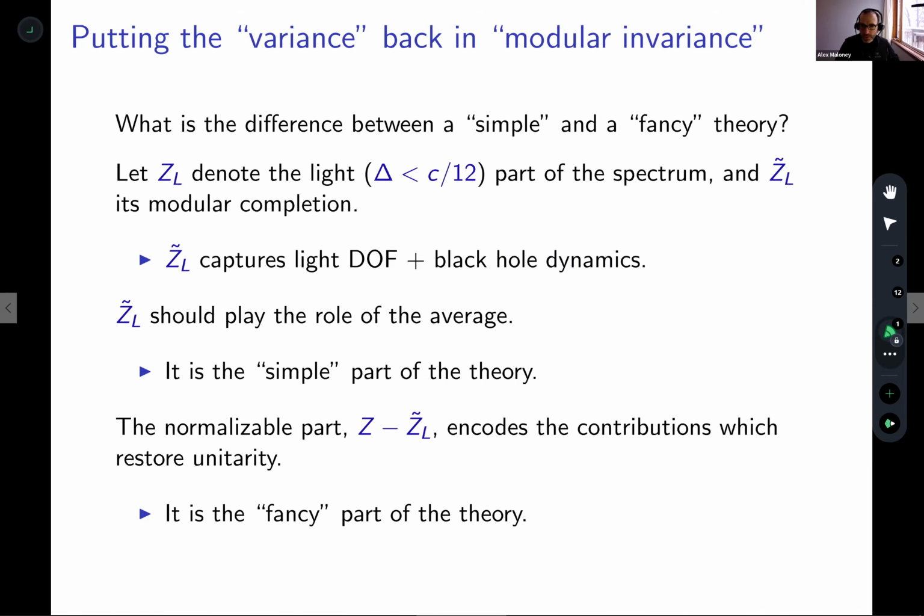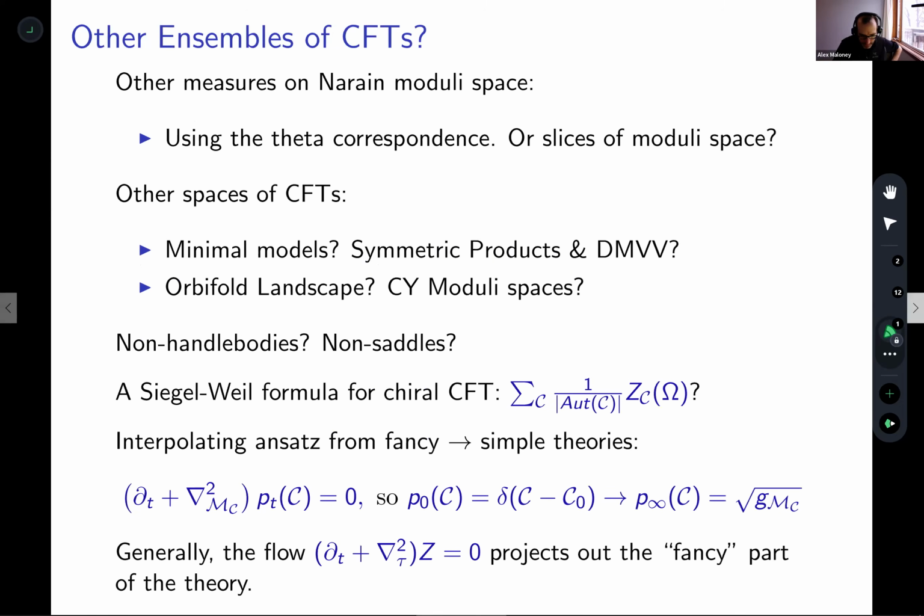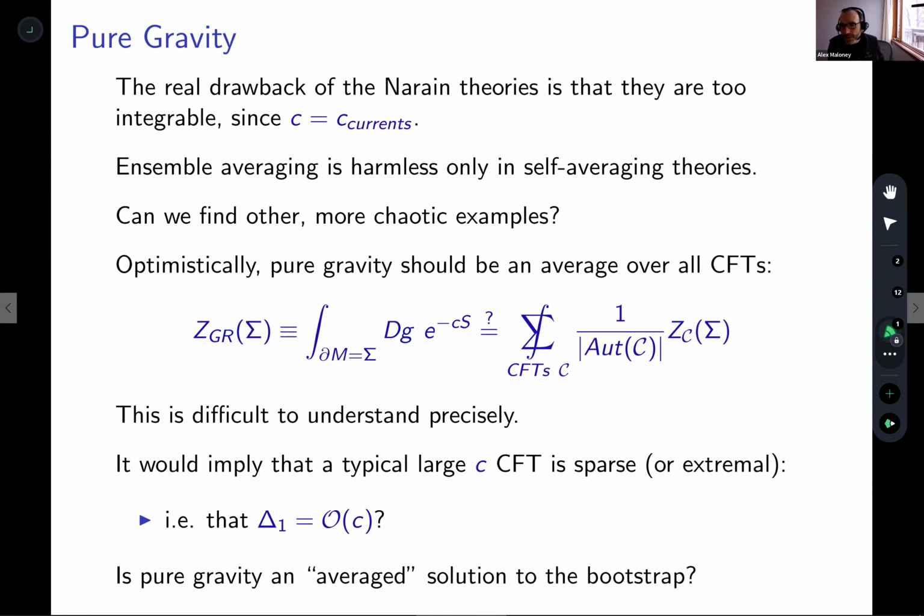So as usual, I have an infinite amount that I could say about speculating about what to do in the future. Maybe I will just end with a couple of comments about more complicated theories of gravity. The real drawback of this example that I described today is that the Narain theories are simple, but in some sense they are too simple. The reason I can write down exact formulas is that they're basically perched at the edge of being solvable integrable theories.